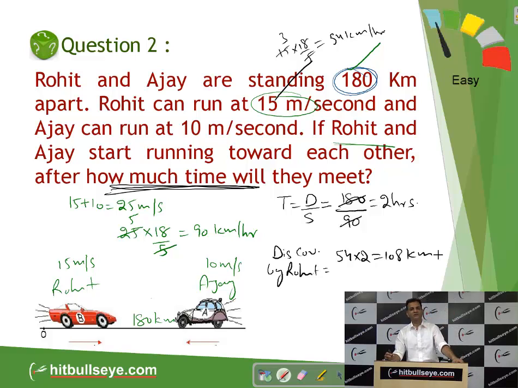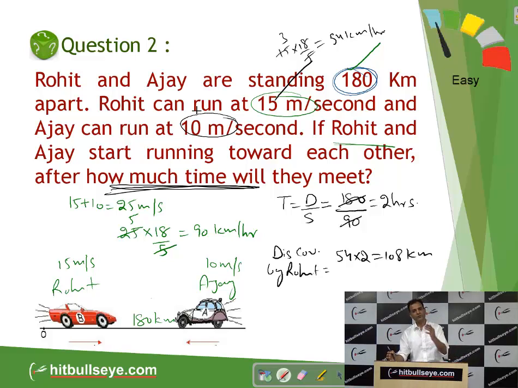If examiner is asking how much distance they have covered respectively, the remaining distance 72 will be covered by Ajay, because the speed of Ajay is 10 meter per second. So on the basis of this basic concept, you can find, students, typical questions.